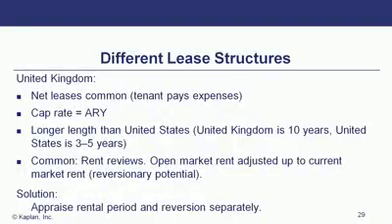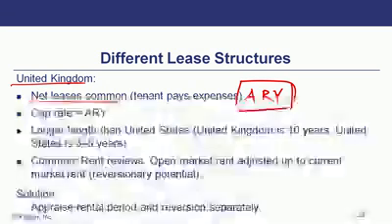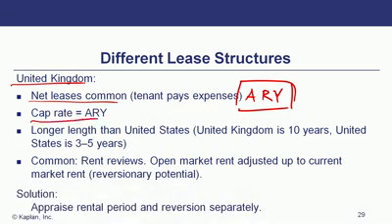So, different lease structures. In the United Kingdom, again, what we're doing basically here is comparing U.S. to UK real estate. Net leases are very common. Remember, what they're likely to do here is go to the all risks yield, the ARY. It's net, what we would call triple net. The tenant's going to pay all of the expenses, so rent in the first year and NOI in the first year are going to be the same thing. So this cap rate is going to be the ARY.